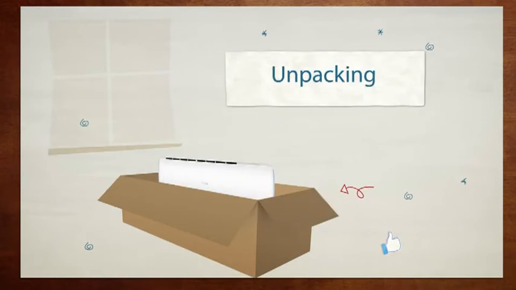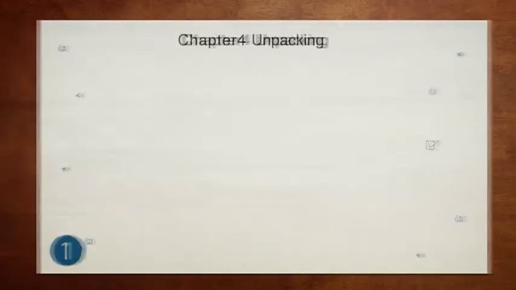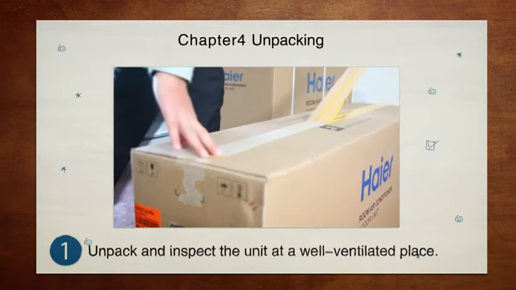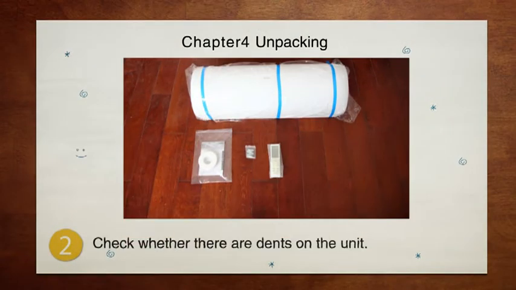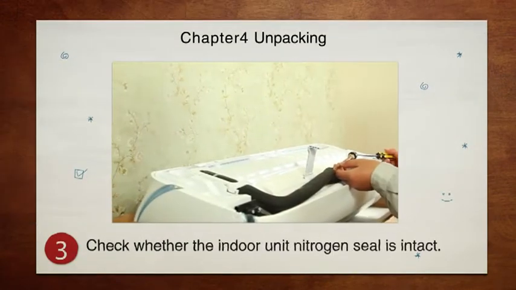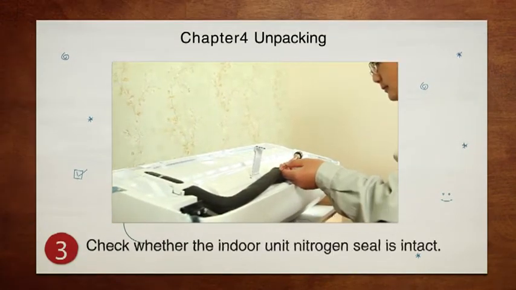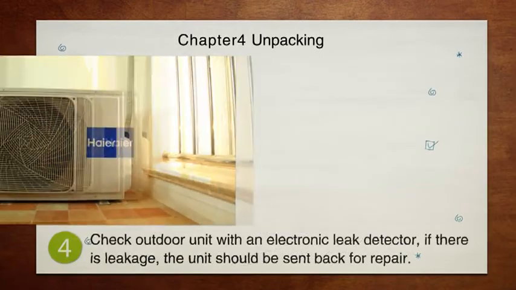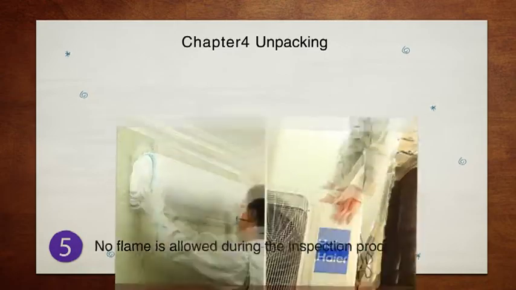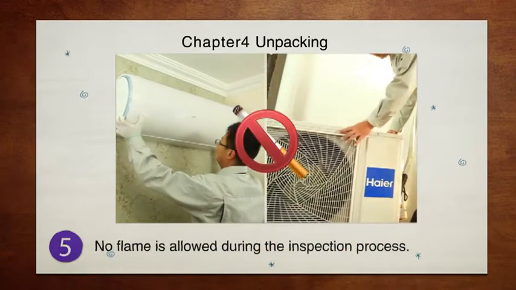Chapter 4. Unpacking. Number 1. Unpack and inspect the unit at a well-ventilated place. Number 2. Check whether there are dents on the unit. Number 3. Check whether the indoor unit nitrogen seal is intact. Number 4. Check outdoor unit with an electronic leak detector. If there is leakage, the unit should be sent back for repair. Number 5. No flame is allowed during the inspection process.